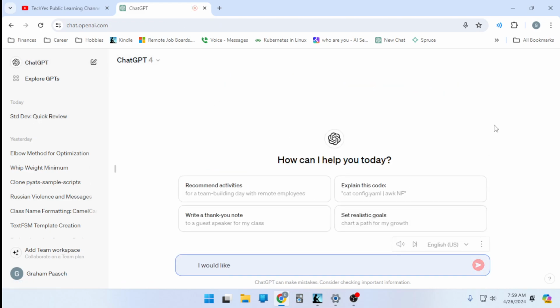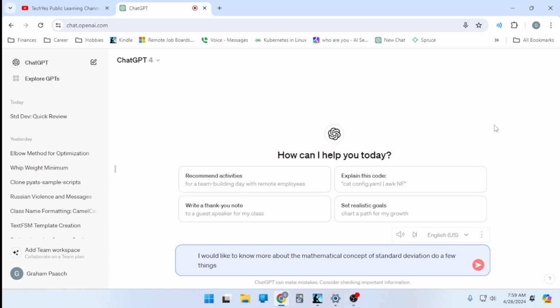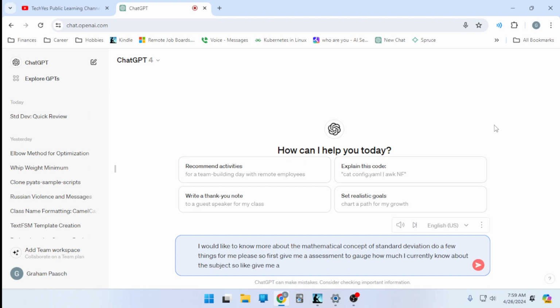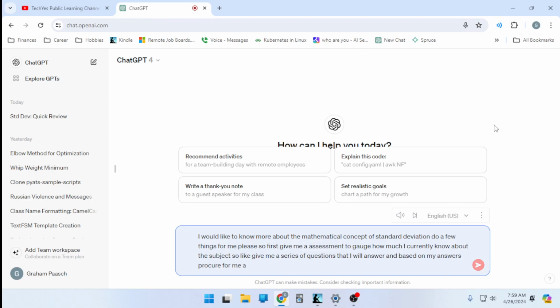I would like to know more about the mathematical concept of standard deviation. Do a few things for me, please. First, give me an assessment to gauge how much I currently know about the subject. Give me a series of questions that I will answer, and based on my answers, procure for me a math lesson to bring me up to speed.